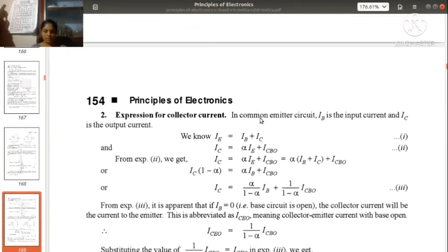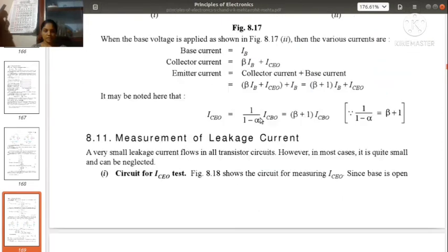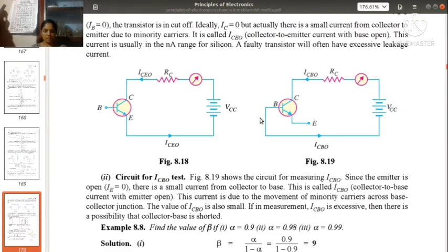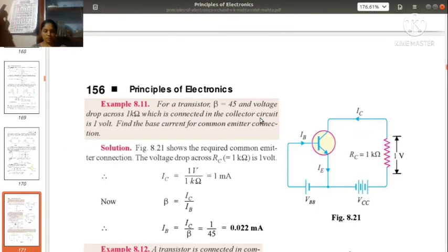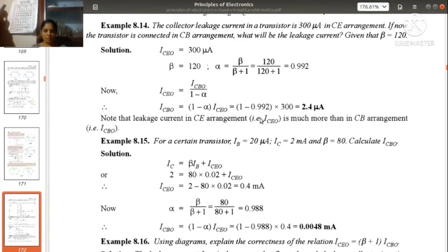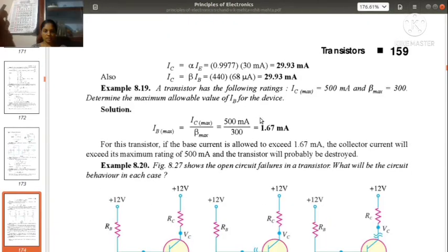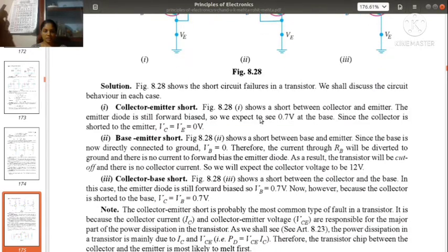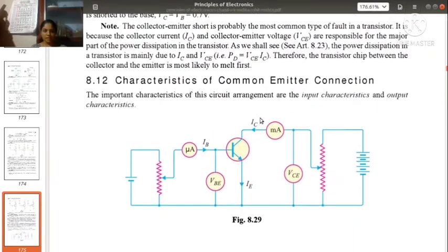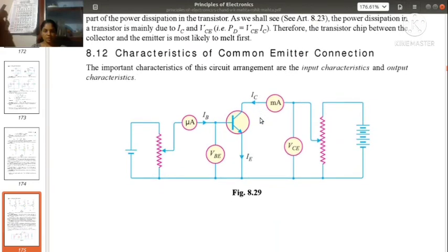So we are not going to discuss the expression for collector current, which is out of your syllabus. And now we'll move on to, so we have discussed common base and common emitter configuration. Now we will discuss the characteristics of common emitter connection. There are common emitter characteristics, common base and common collector characteristics, but we will discuss only the common emitter connection because your syllabus has listed only this. So we are not going to discuss the others. So we will discuss the characteristics of common emitter connection.